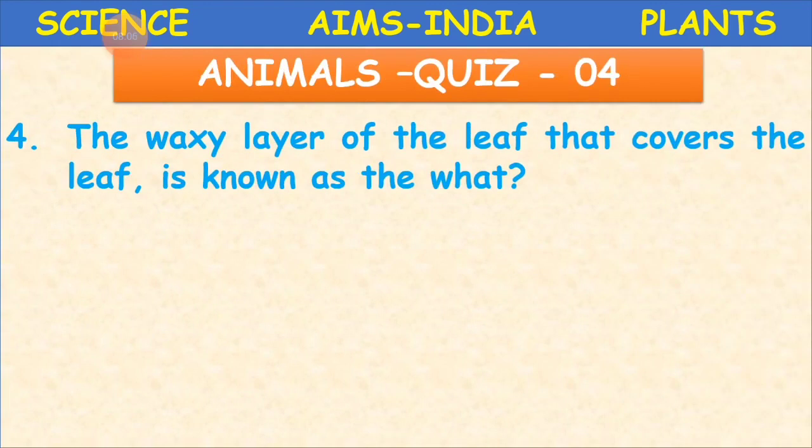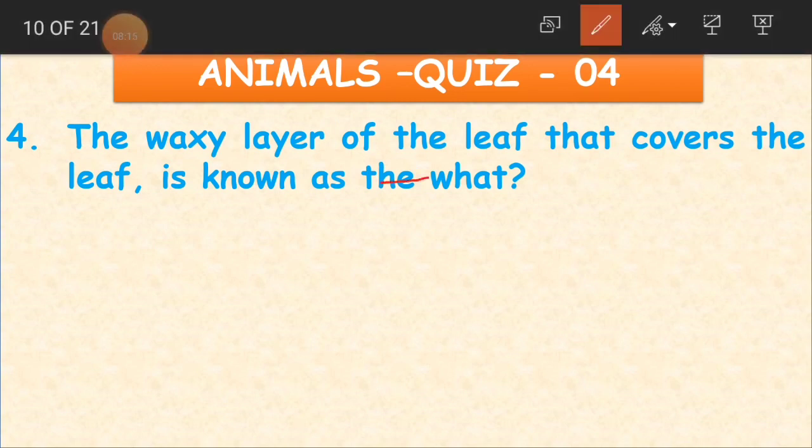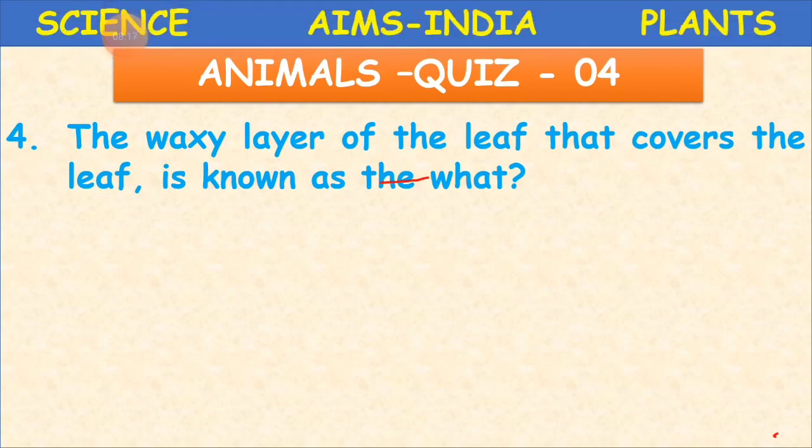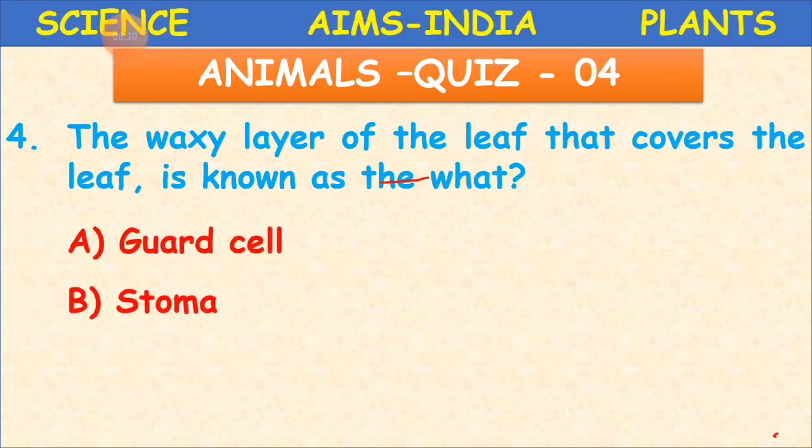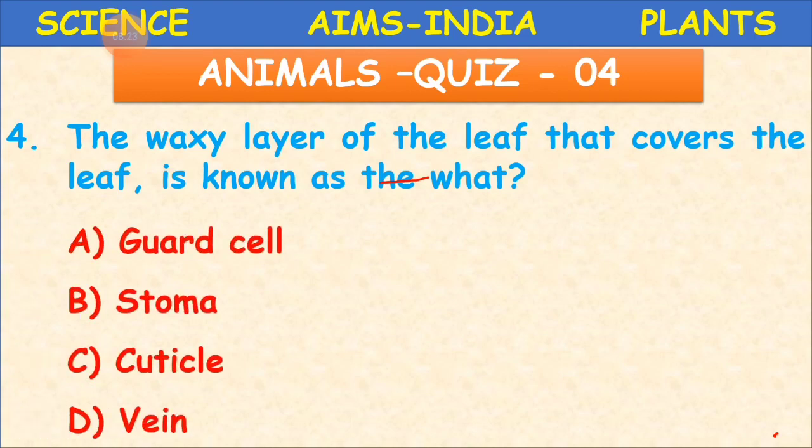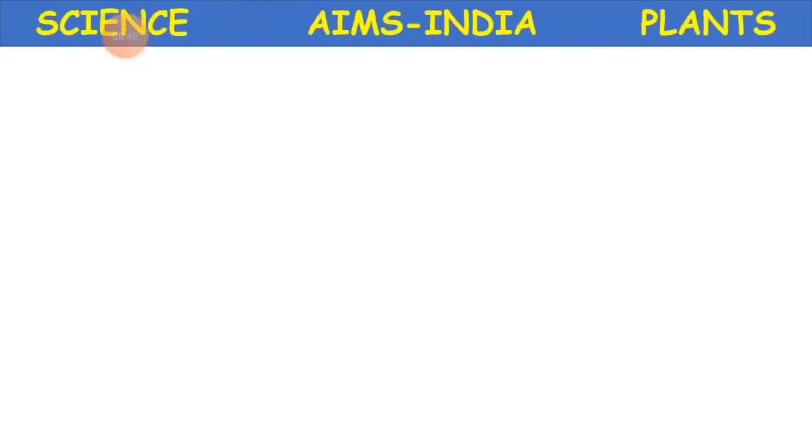The waxy layer of the leaf that covers the leaf is known as what? The options are guard cell, stoma, cuticle and vein. Any guesses, children? It is cuticle, which is going to protect the leaf from water loss. Okay, the waxy layer. Clear, children? Again, the next question.